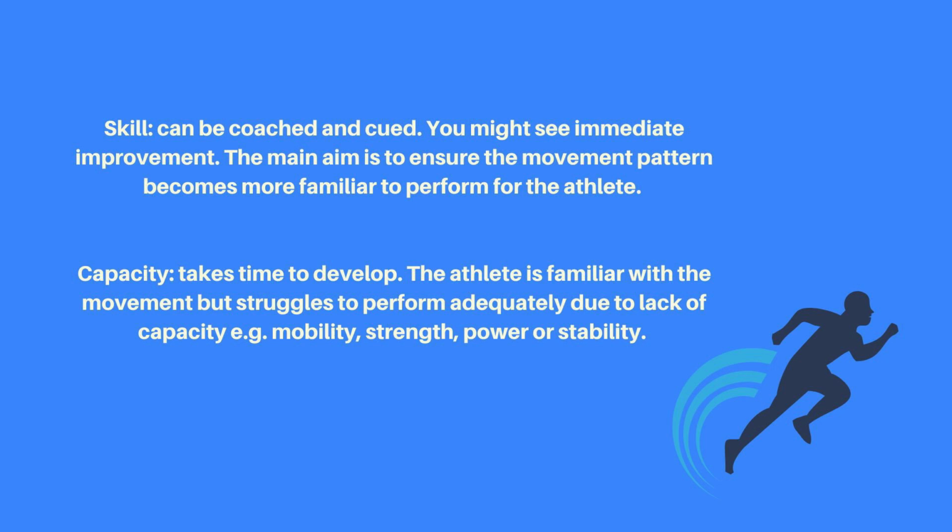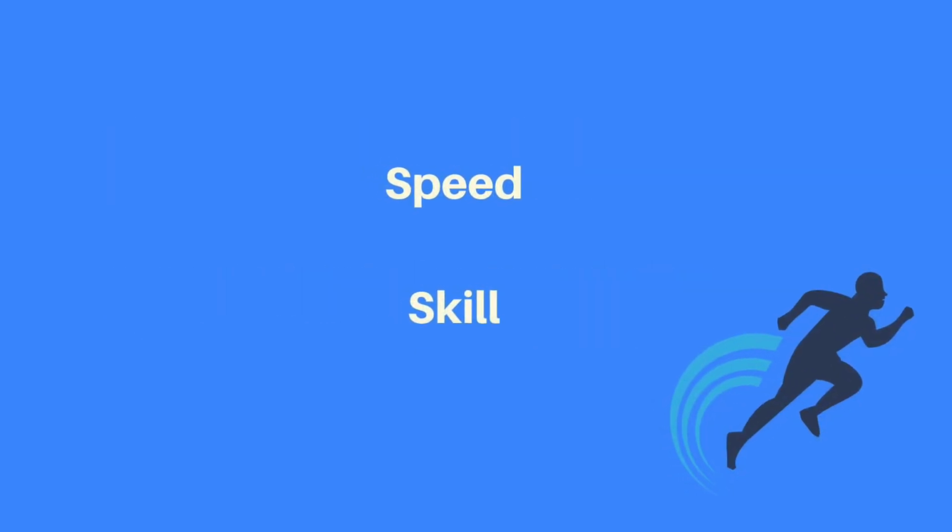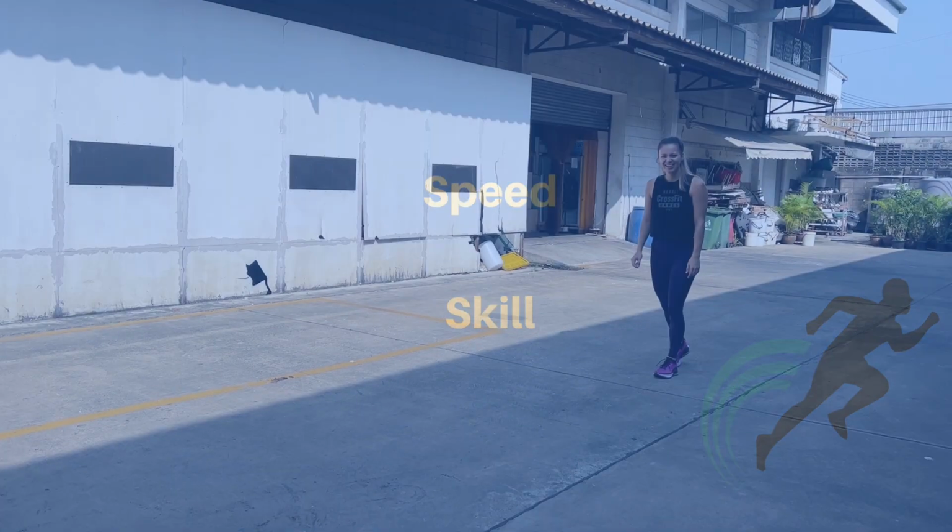The athlete already knows the movement, but they lack some sort of capacity, such as strength or power, to complete the drills or activities adequately. We will see 3 different athletes who either lack skill or capacity in speed and agility drills throughout this vlog.